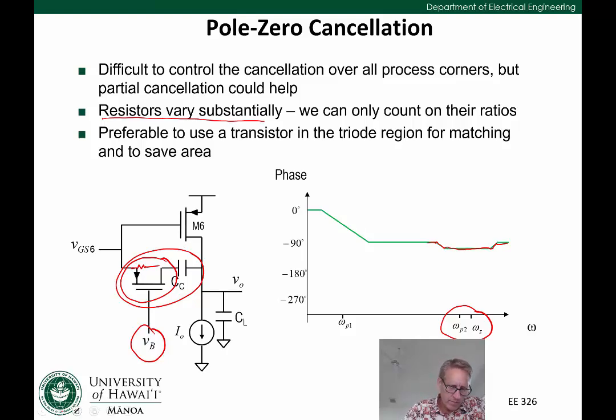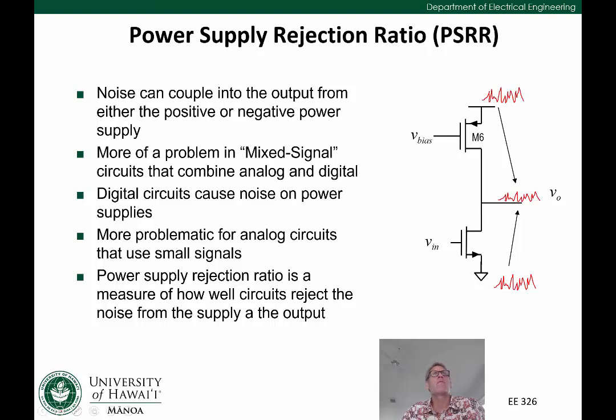Okay, one other concept that I would like to talk about today before we finish is power supply rejection ratio. It is in your book. You won't be tested on this, but I think it's something you should be aware of. This is an issue when we have noise on either the positive or negative supply or both, and the noise can couple in through the transistors or through capacitors into our circuit at the output. This is more of a problem in mixed signal circuits, which are circuits that have both analog and digital circuits on one chip, which these days is very common.